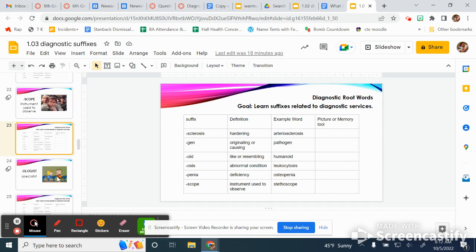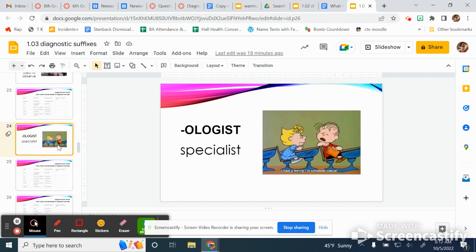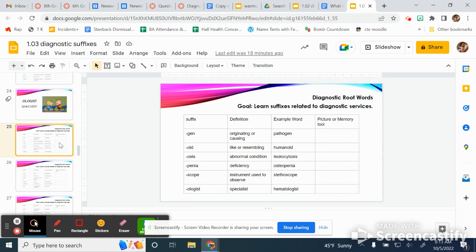Ologist is a specialist. Linus is a specialist, and I'm not sure what. Sally is not feeling. Anyway, so an ologist is a specialist, like a hematologist. We know what hemo means. Sometimes when a word ends in a vowel and the suffix starts with a vowel, we have to put some kind of consonant in there to help with pronunciation, because a hemologist is awful. There's too much. But a hematologist sounds better. So that would be somebody who's a specialist in the blood.